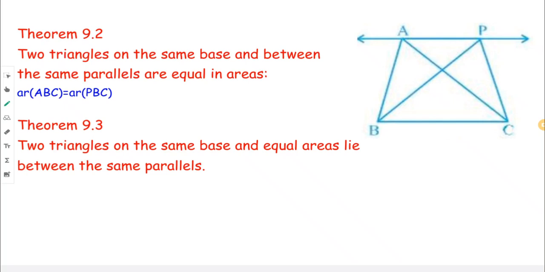9.3. So let's first have a look at theorem 9.2. Two triangles on the same base and between the same parallels are equal in area. Okay, so which two triangles will we be considering? Triangle ABC and triangle PBC. These are two triangles.